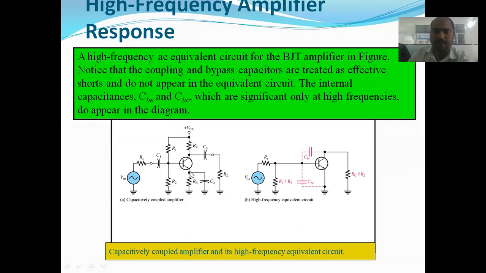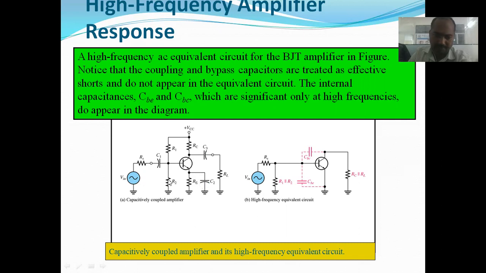So in this configuration, what happens? We apply a signal with high frequency. High frequency means a signal greater than 50 hertz, right? That signal is applied here. So during the high frequency, the capacitors C1 and C3 are called coupling capacitors, and C2 is called a bypass capacitor.